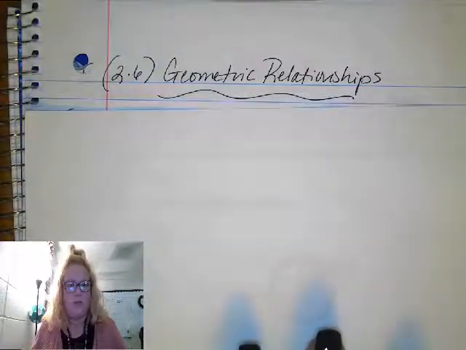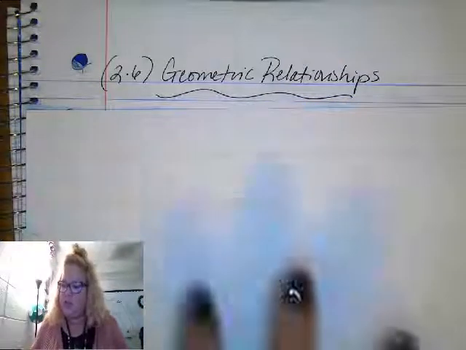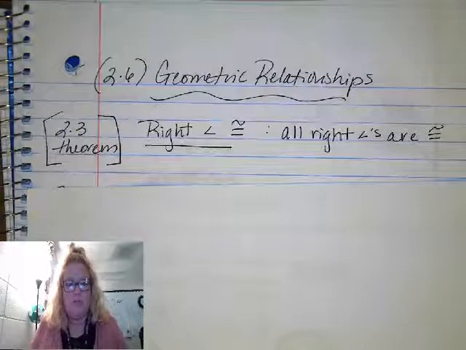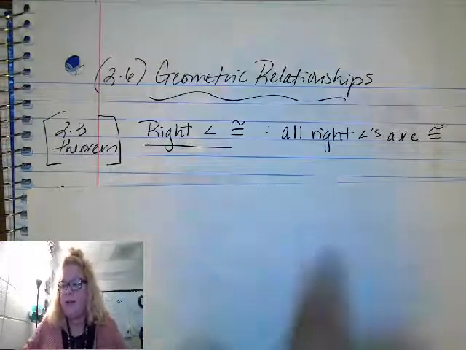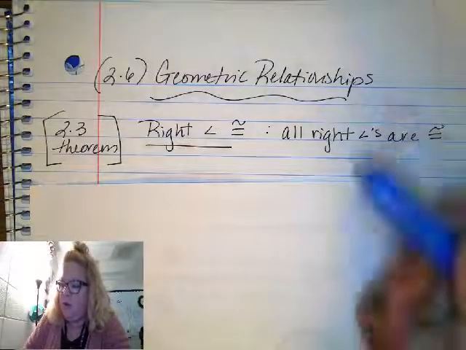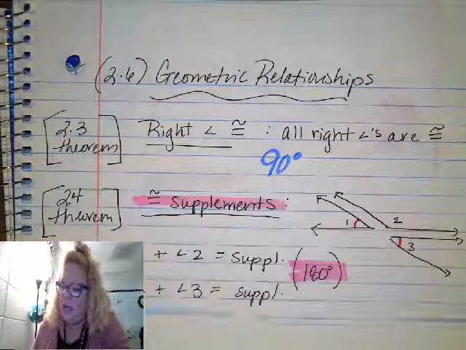In our last section for chapter 2, in 2.6, we're doing geometric relationships. And the first theorem we're talking about is section 2.3, theorem 2.3, and it's about right angles. And it states that all right angles are congruent. They're all the same. We know that all right angles are equal to 90 degrees.